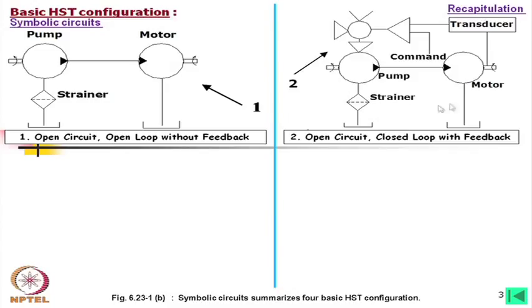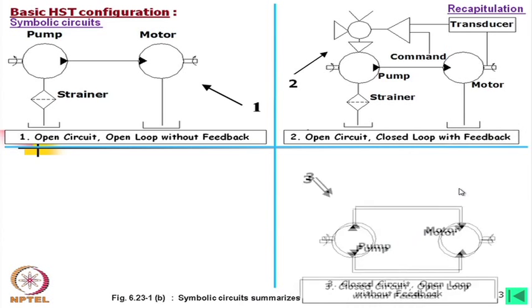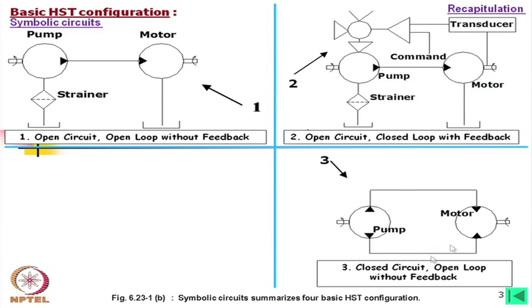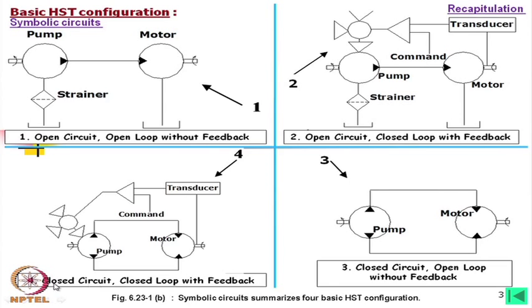So, there is a feedback. This means that depending on the output of the motor, this pump can be controlled. So, this is open circuit closed loop. Similarly, we can have a closed circuit, but open loop. And finally, we can have closed circuit closed loop with feedback. That means this is not only closed circuit but also closed loop. So, the first part of the term is the circuit term and the second part is the control term. In that way we can name like this.